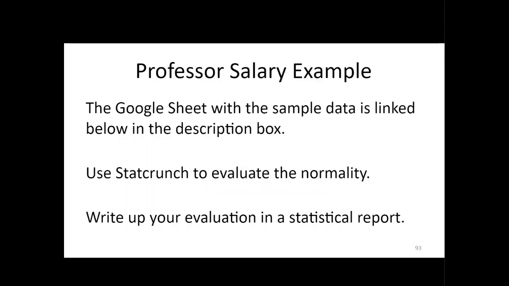So I want to use StatCrunch to reevaluate the professor salary example we worked with in the last chapter, just to go over how to do the statistical evaluation using StatCrunch and also updating what we've already written so you can see how you add more to the checking of the assumption of normality. As a reminder, the Google Sheet with the sample data is linked in the description box below, and I'm going to be using StatCrunch to evaluate the normality. And we're going to be writing this up as a statistical report.